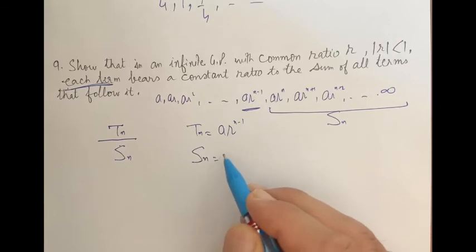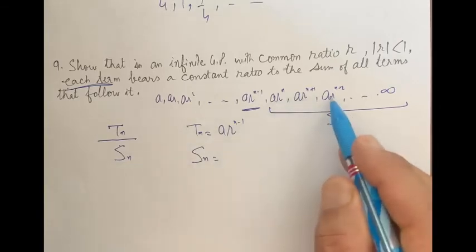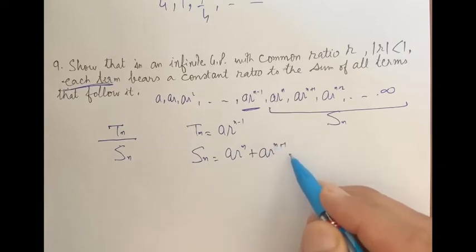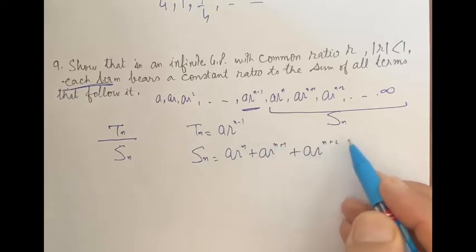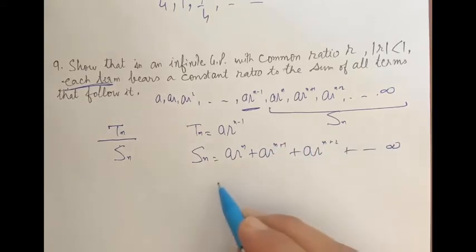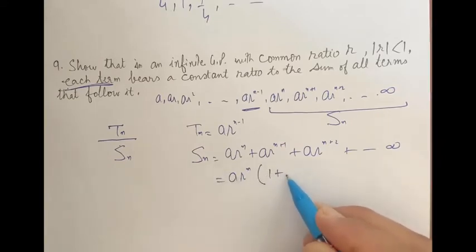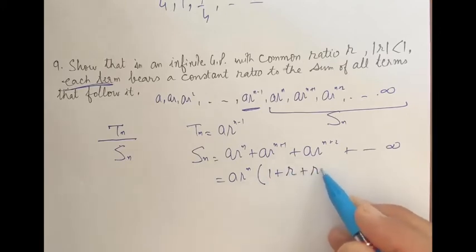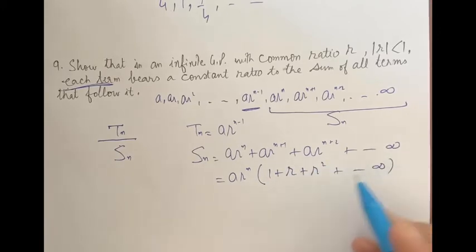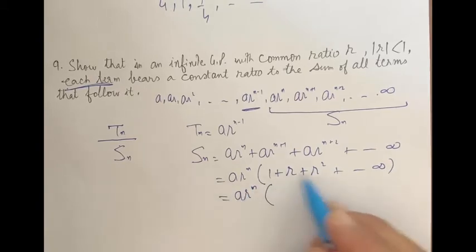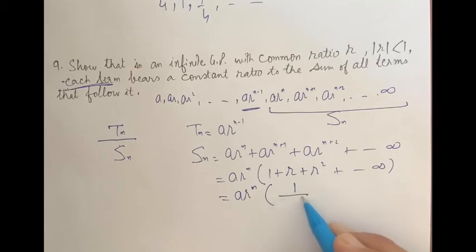Let us find out Sn. Sn is the sum of these terms: ar^n plus ar^(n+1), ar^(n+2), and so on up to infinity. This is ar^n times, taking it common, 1 plus r, r square, and so on up to infinity. This is ar^n, and this sum is first term 1 upon 1 minus common ratio r.